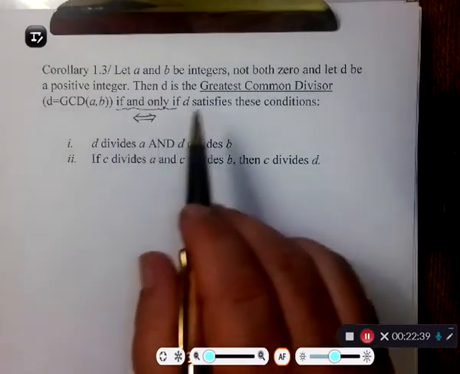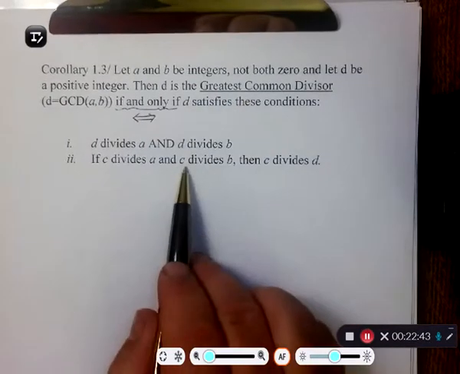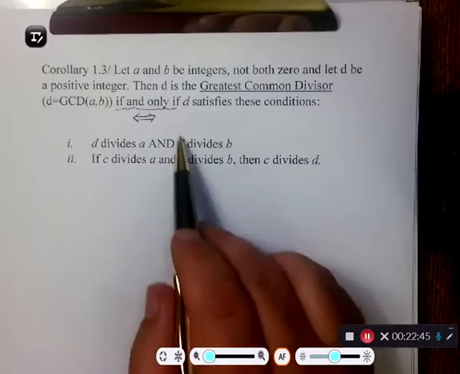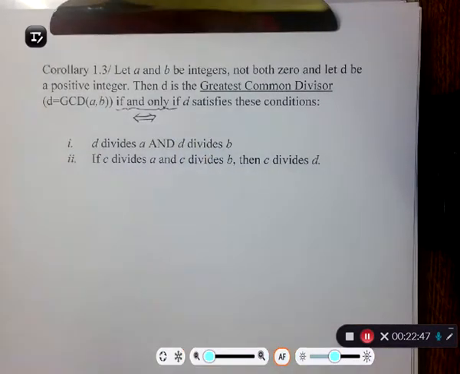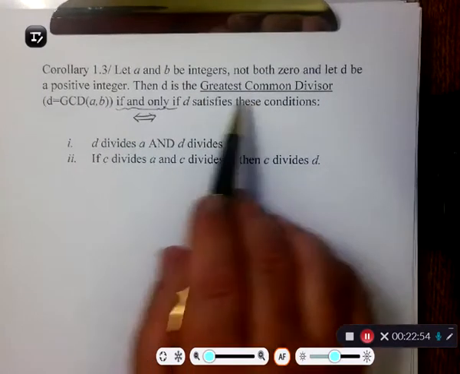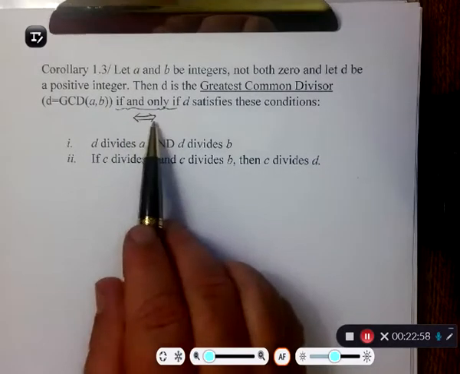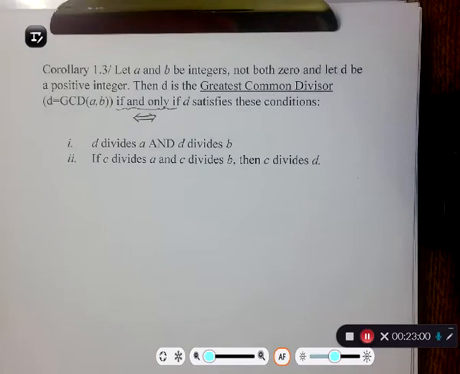In this theorem, if D is the GCD of A and B, you get these conditions. But it also goes the other way. If you have these conditions, that will force D to be the GCD. So you start with one and it proves the other, and if you start with the other, it proves the first. So you can basically prove both ways. This is a two-way proof type thing here.